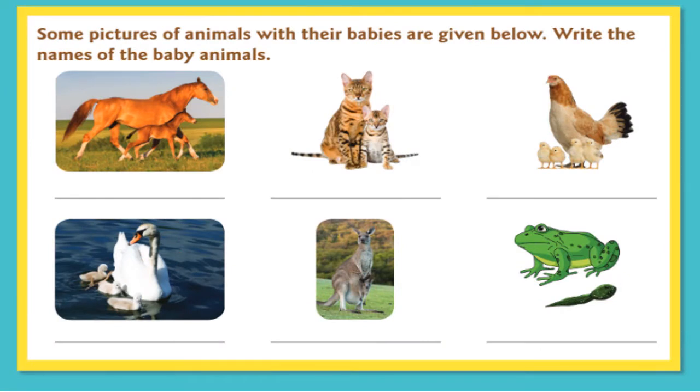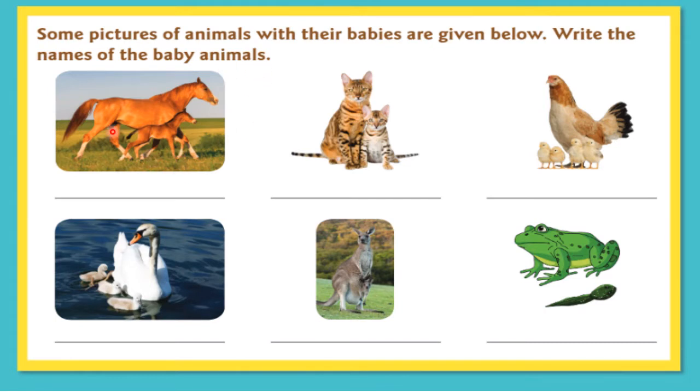As a part of a recap, some pictures are given in your textbook. This is a picture I have taken from your textbook. Those who have your textbook can use it as a reference and do the activity. Others, no problem, just write it down so that whenever you get the textbook, you can write it in. Some pictures of animals with their babies are given below. Write the names of the baby animals.